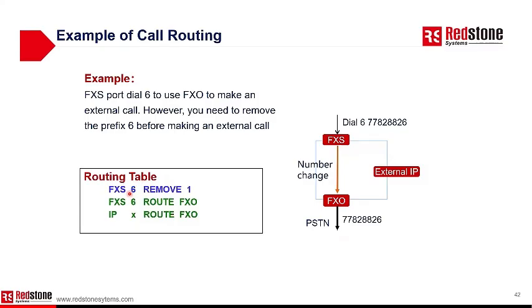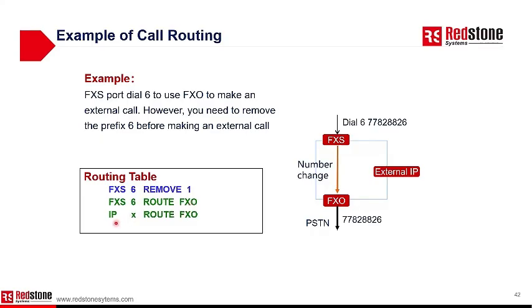So we need to transform. This is the source FXS. This is the number 6. You need to remove it. This is the transformation method: remove. I have mentioned you can keep, remove, add, or replace. So in this example, if you want to remove the prefix 6 before making an external call, you need to use the transformation method remove 1. This is 1 digit, so remove the 6. And of course, go to the FXO. So the source is FXS, number 6, route to the routing destination of FXO.